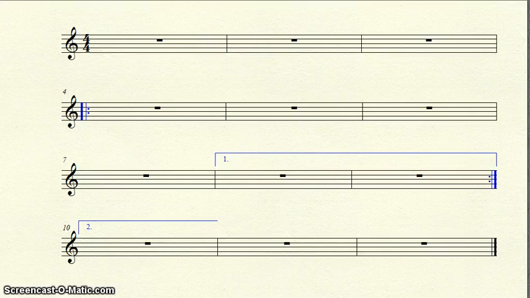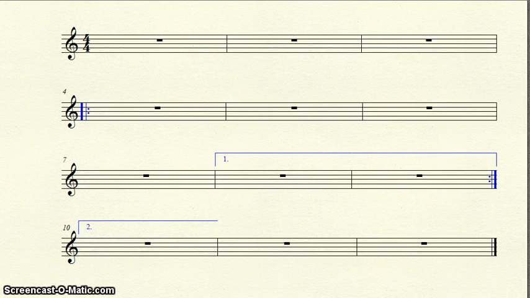Sometimes repeated sections will have different endings. If this is the case, you will see a 1 in a bracket above your music. This is called the first ending. Since this is your first time through this section of music, you perform what is inside the first ending until the repeat sign. Then you repeat back either to the beginning of the piece or to the forward repeat sign and play the section again.